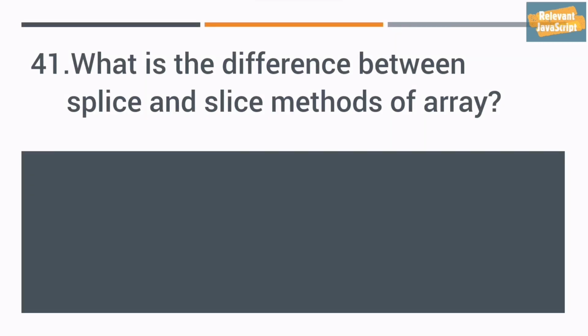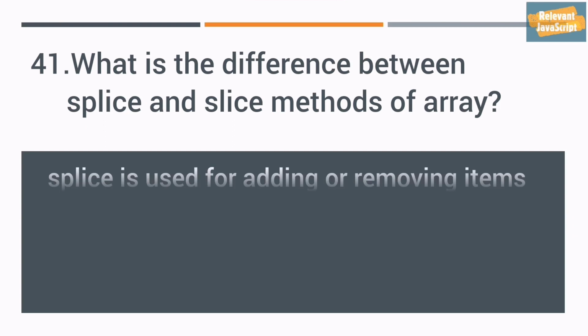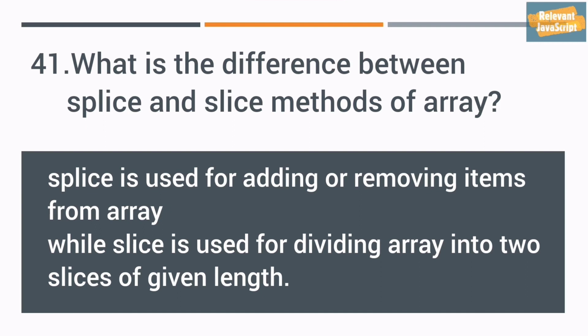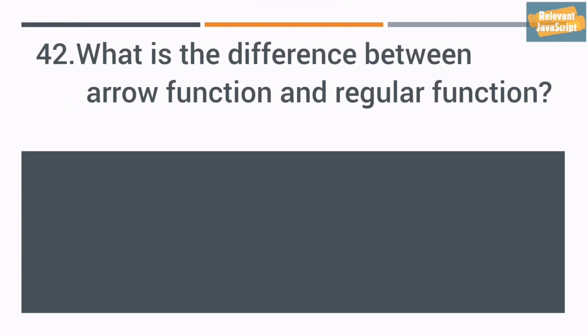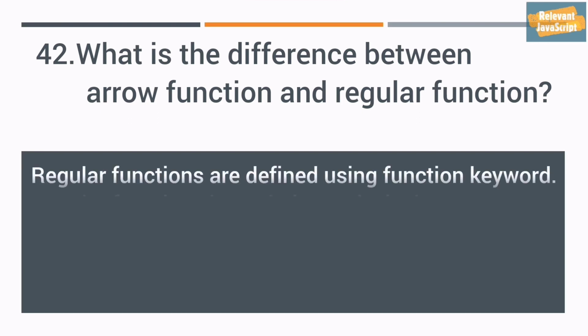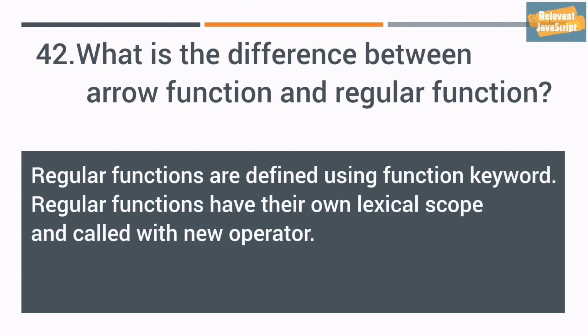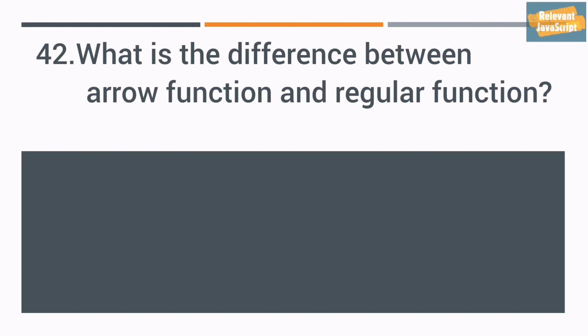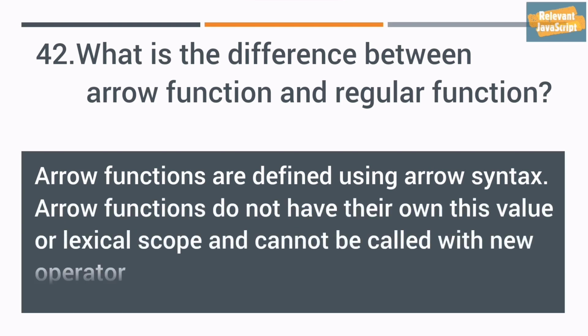Question number 41. What is the difference between splice and slice array methods? Splice is used for adding or removing items from an array, while slice is used for dividing an array into two slices of given length. Question number 42. What is the difference between arrow functions and regular functions? Regular functions are defined using the function keyword. Regular functions have their own lexical scope and can be called with the new operator. Arrow functions are defined using arrow syntax. Arrow functions do not have their own this value or lexical scope and cannot be called with the new operator.